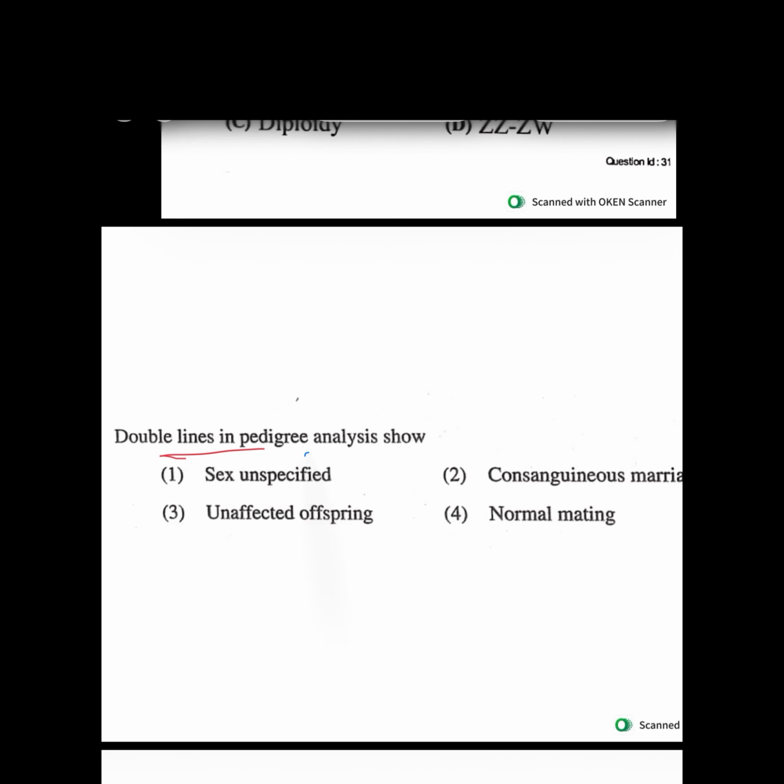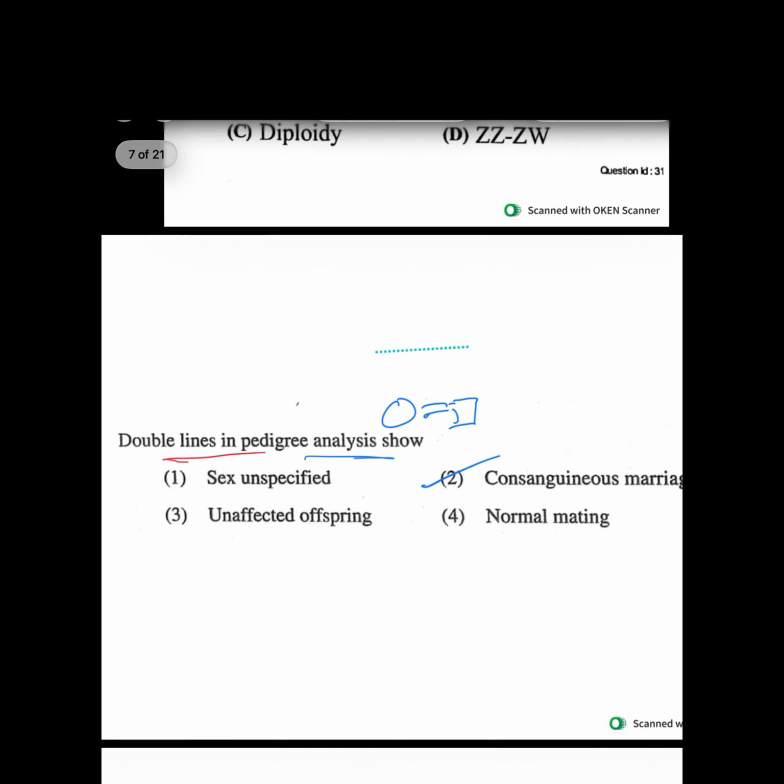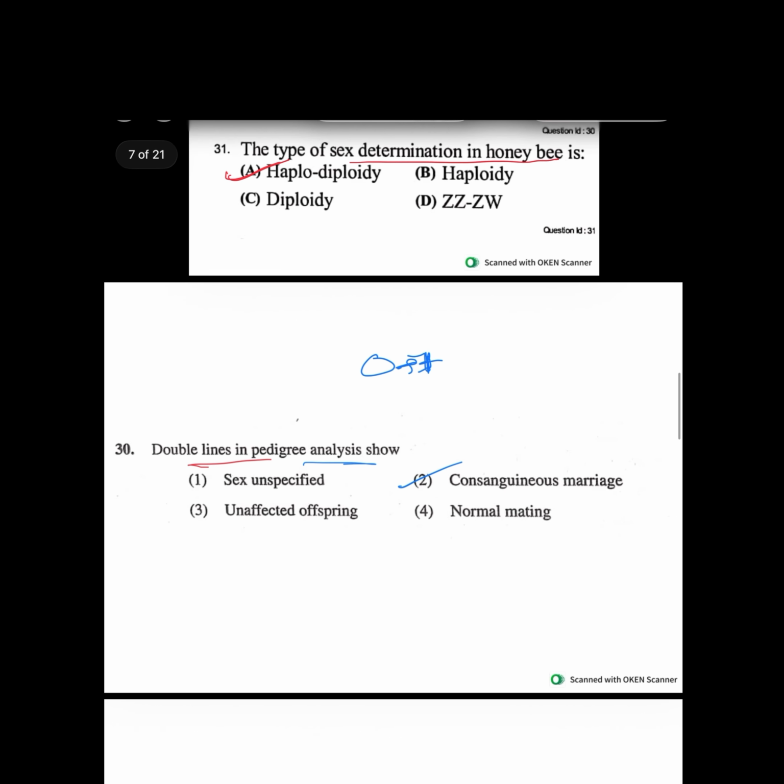Double lines in pedigree analysis show. Double lines means marriage between relatives. Consanguineous marriage.